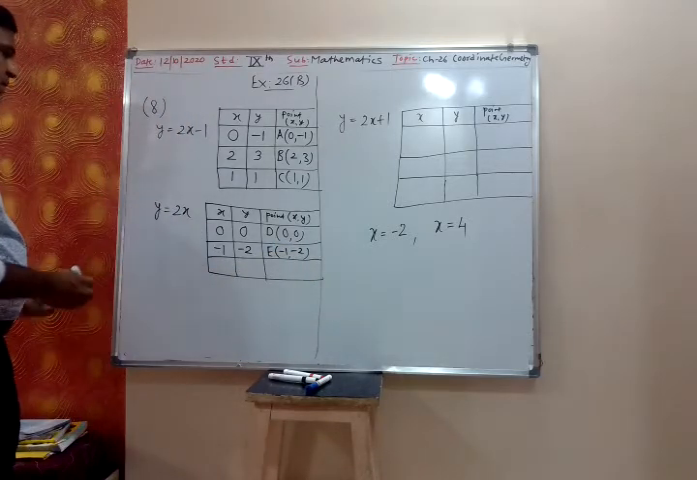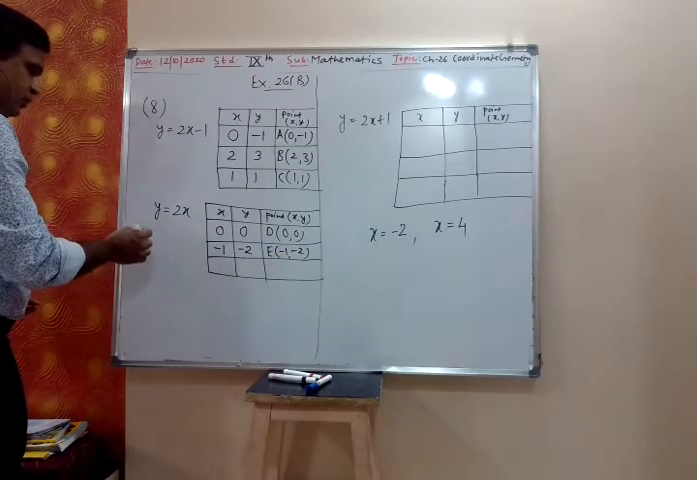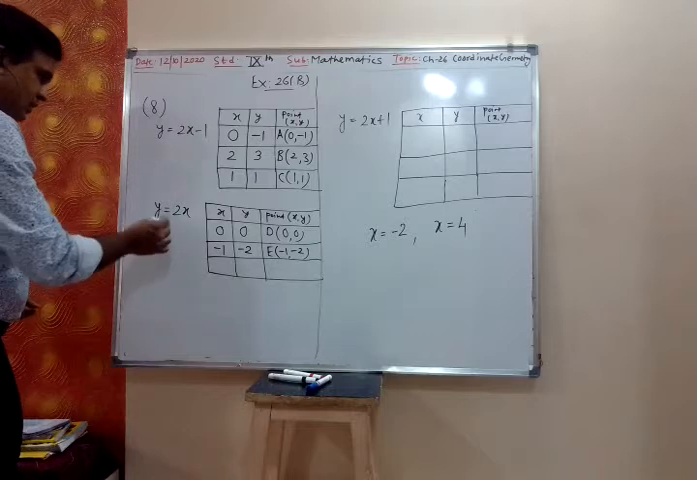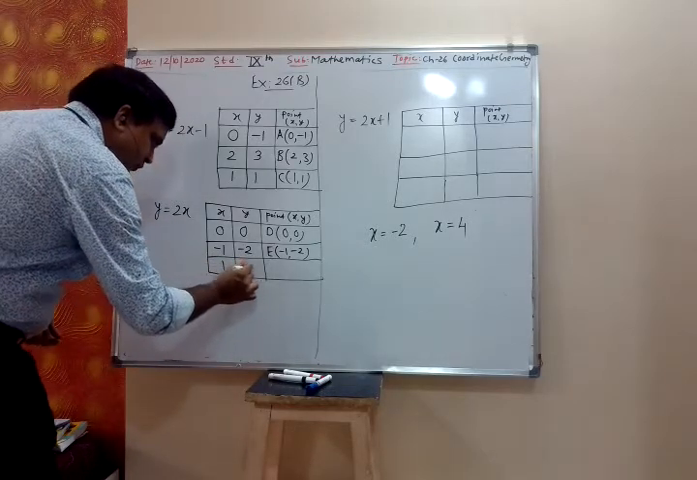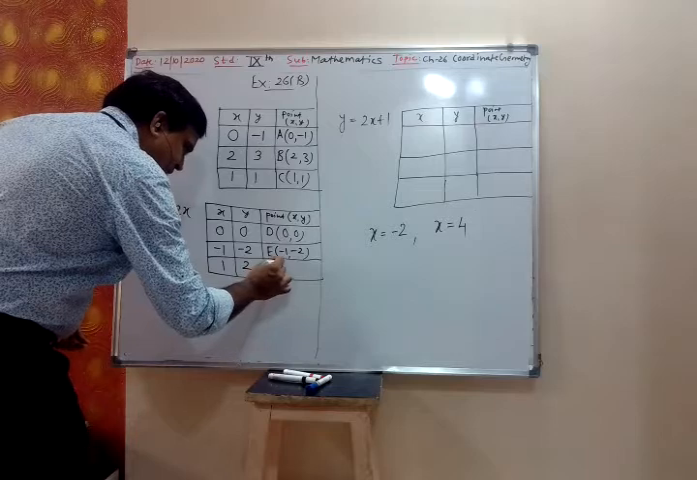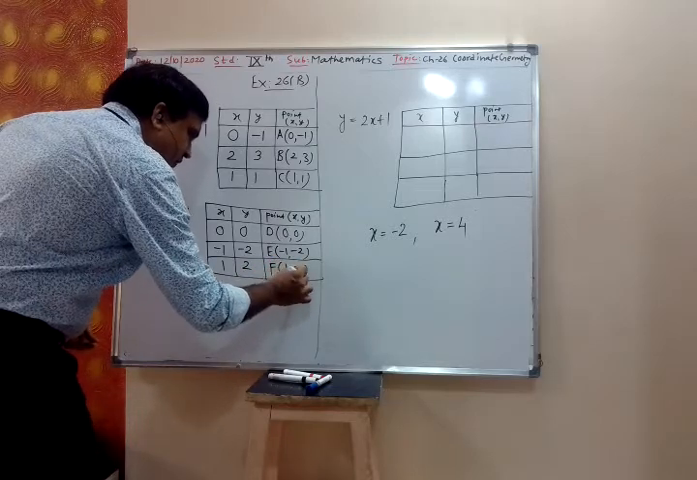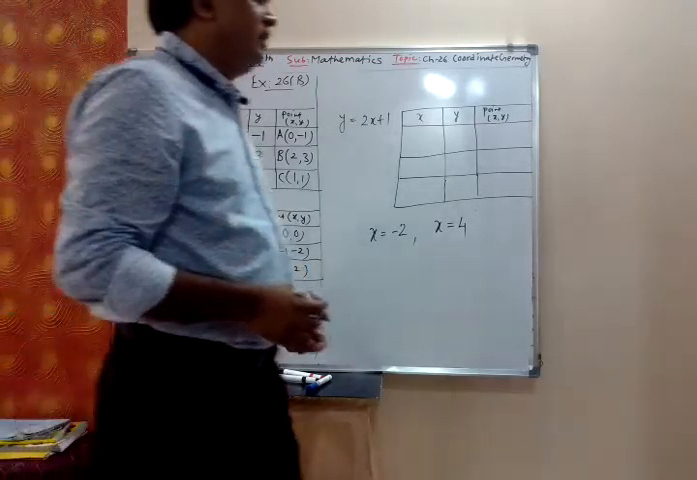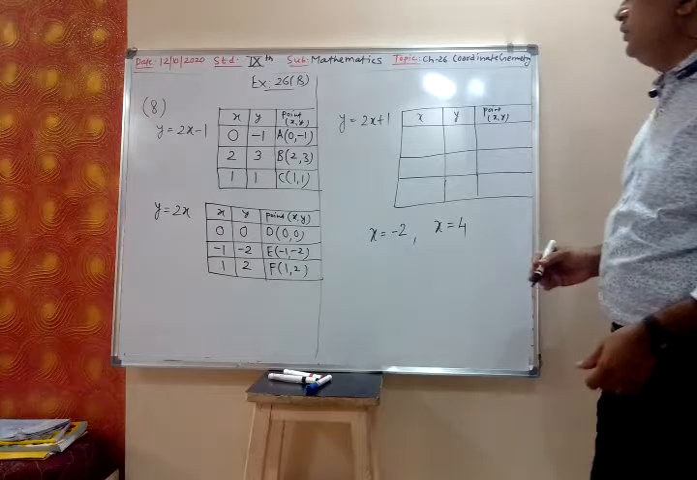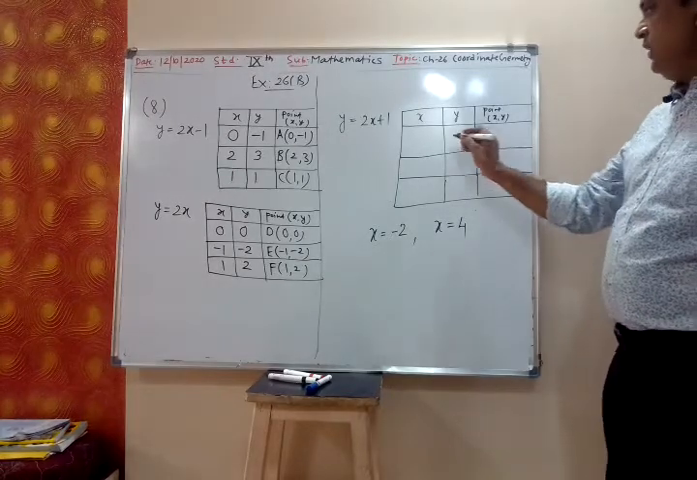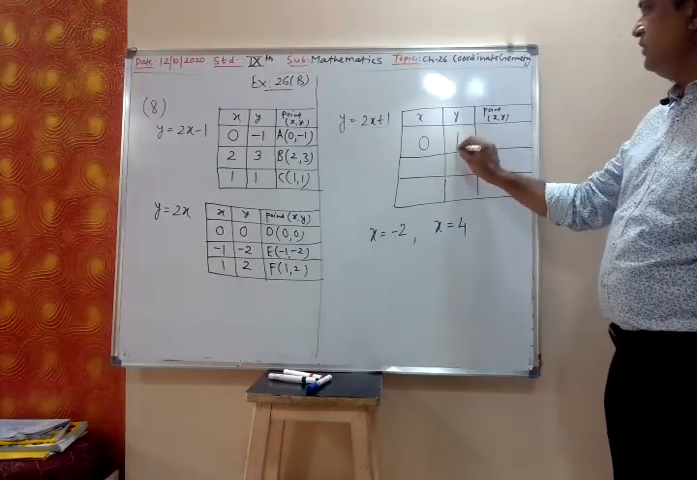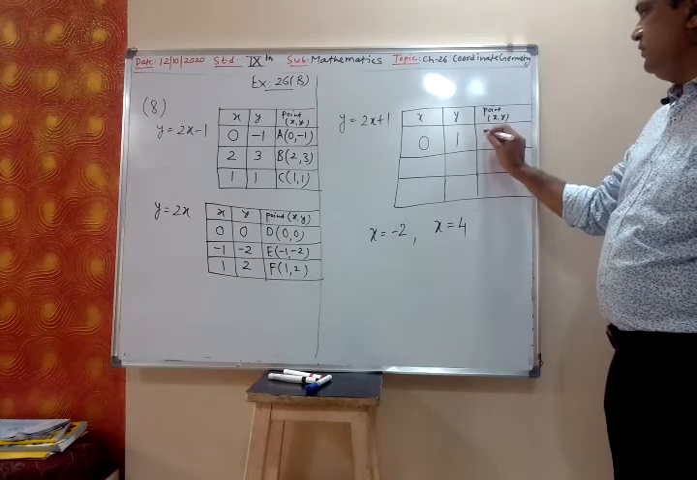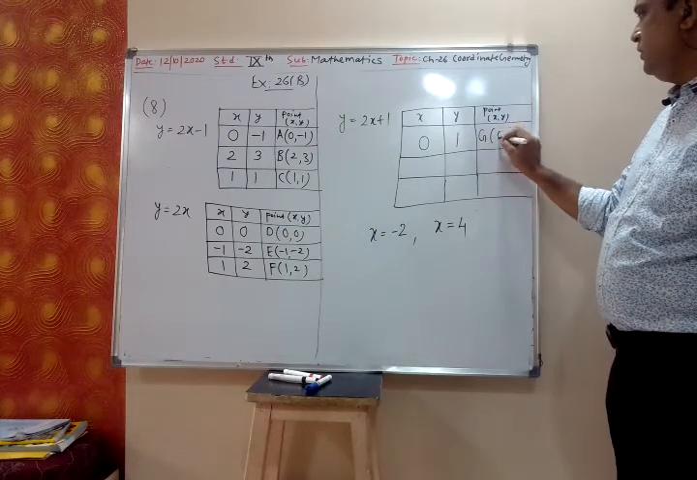Now you take x is equal to plus 1. Then y is 2. So F is the point 1 comma 2. So we have got 3 points. Now next, y is equal to 2x plus 1. Put x is equal to 0. When x is 0, you will get y is 1. So the point G, 0 comma 1.